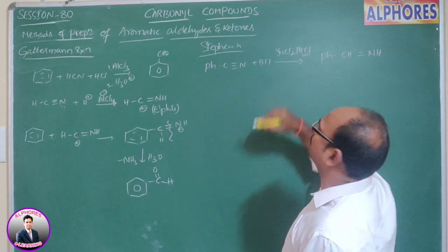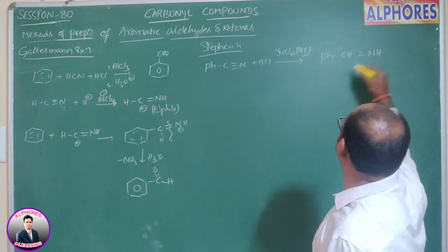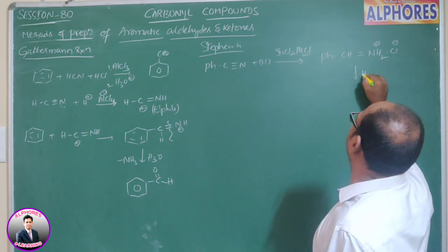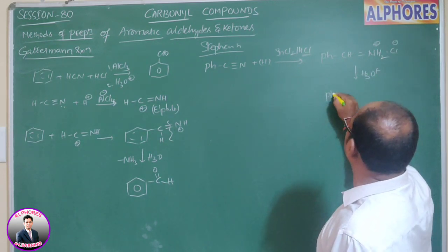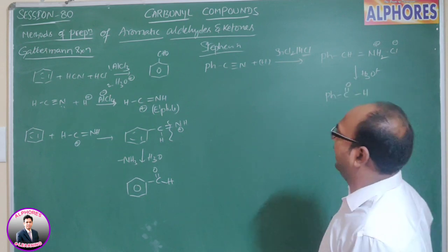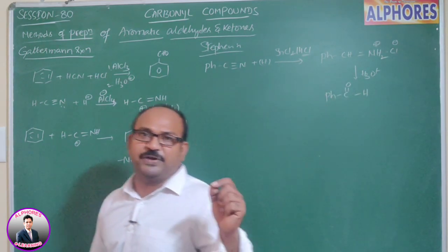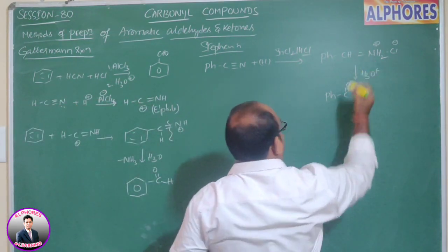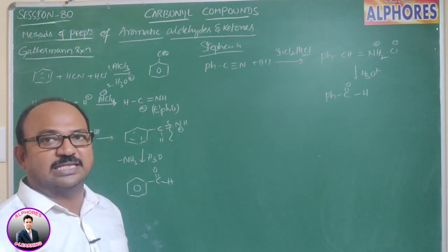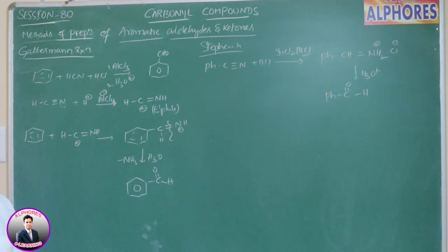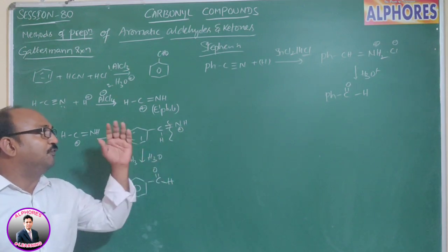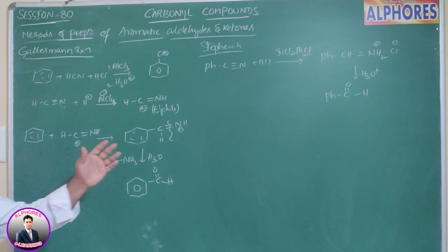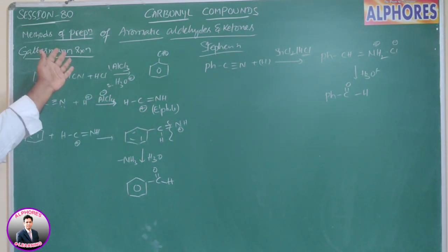Because this reaction takes place in excess of the acid, here it converts into NH2 plus Cl minus. This one upon hydrolysis, we are getting benzaldehyde. Stephen's reduction: nitriles upon reduction give imines. Here, iminium salts, because of the acid. Imine combined with acid forms a salt, that is what we call iminium salt, and the formed iminium salt upon hydrolysis gives aldehyde.